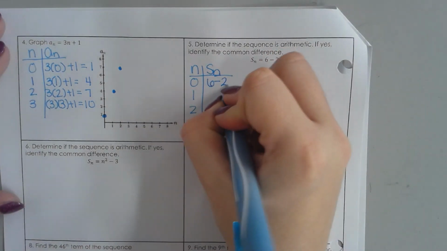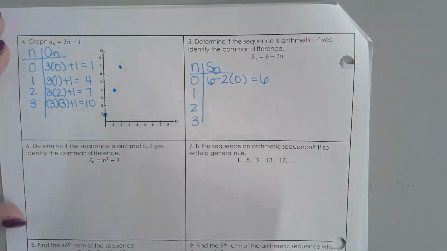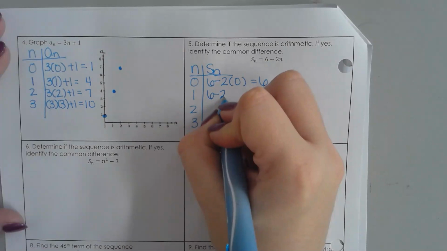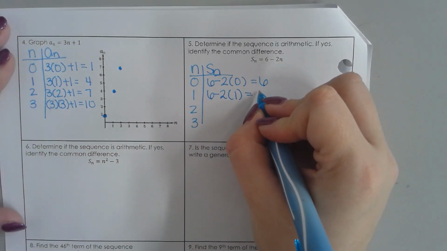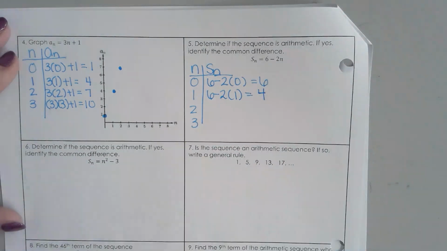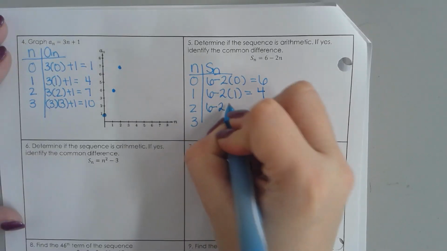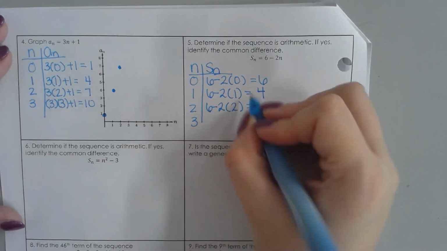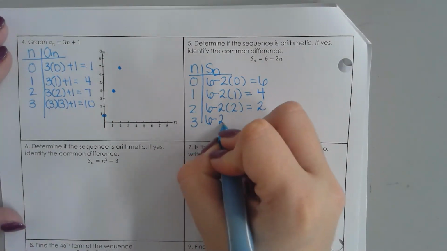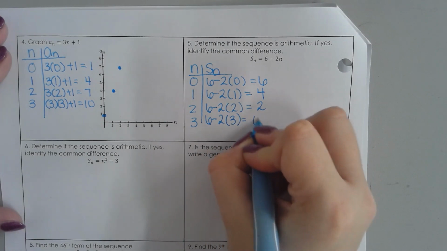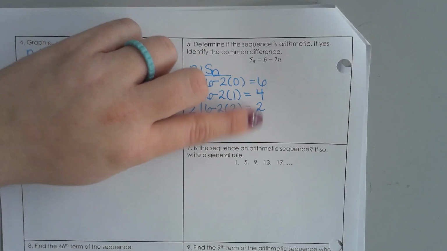6 minus 2 times 0 would be 6. 6 minus 2 times 1 is what? 4. 6 minus 2 times 2 is 2. 6 minus 2 times 3 is 0. So these are my first few terms.